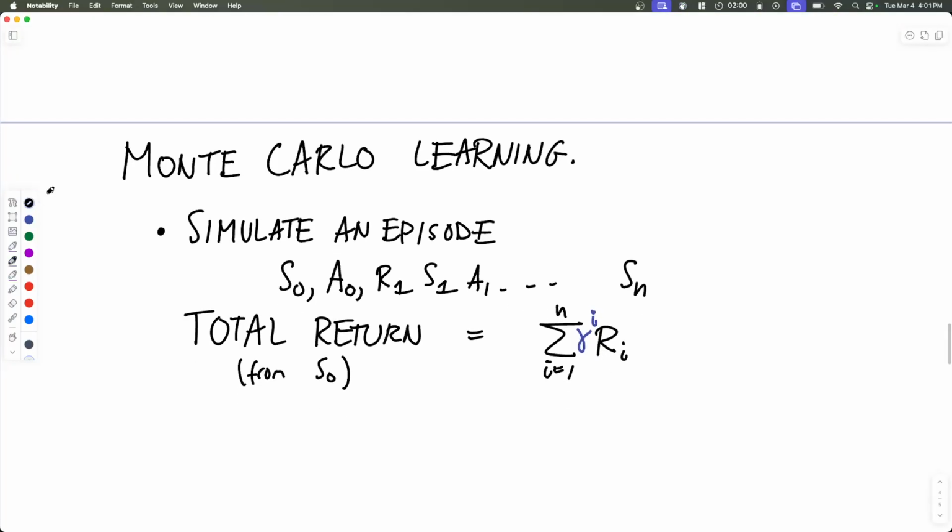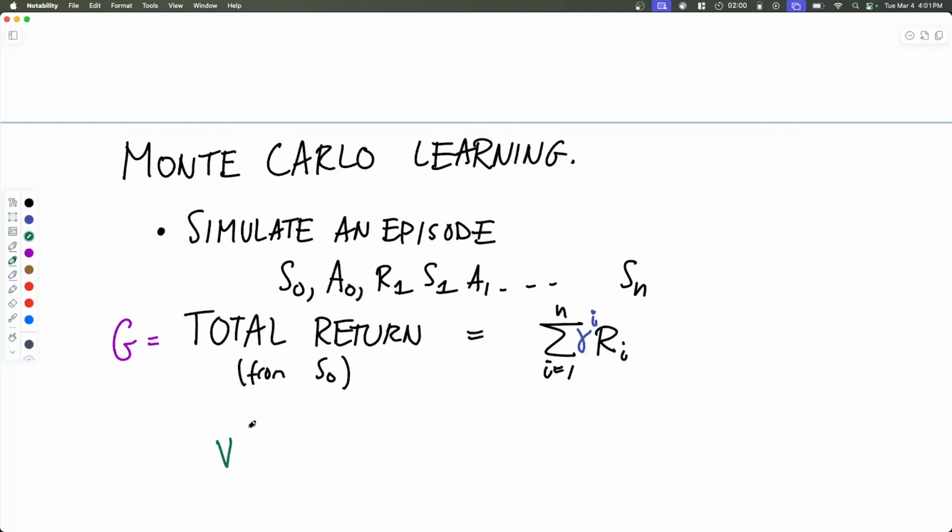And then this was the part where we use the update. We say, what is the value of state S0? Well, we should update it so it looks more like this total return. The total return is sometimes called G. I don't know why it's called G. I think they were out of letters. And then we update V.